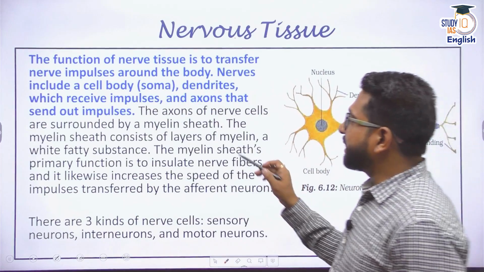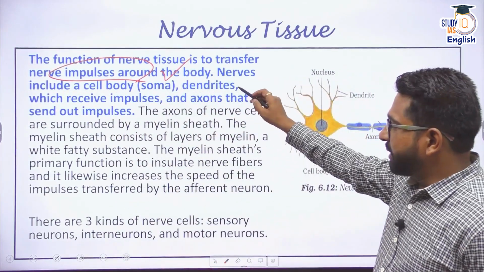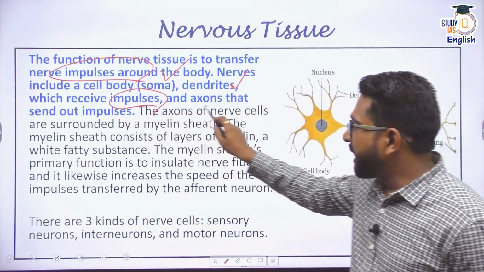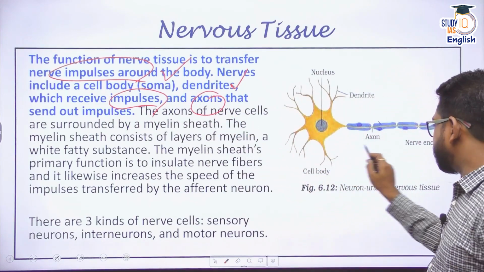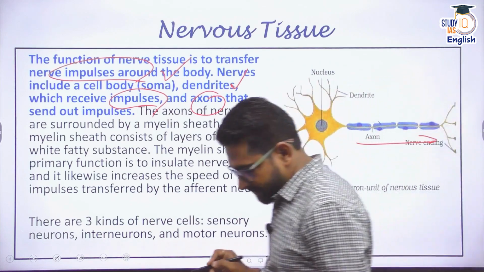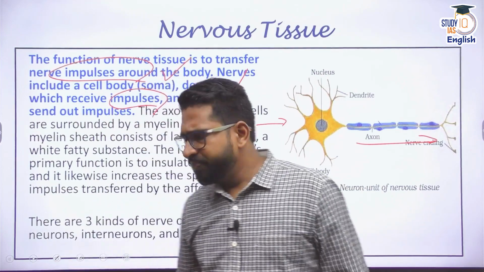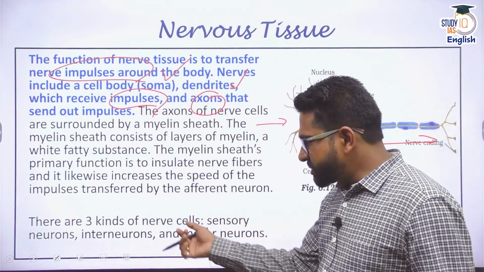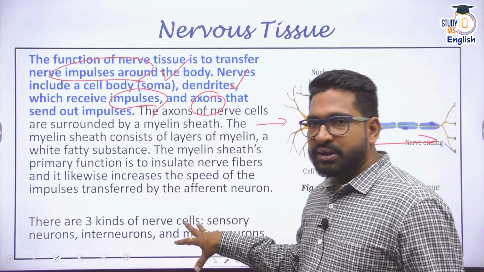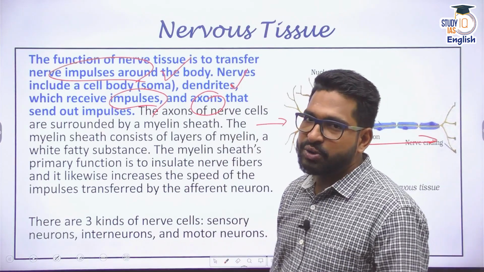As I told you, they relay or transfer the impulses from your body. Their structure: they move through dendrites. Dendrites basically receive the impulses, and axons send out impulses. These receive the signal, and axons send the signal out. There are different kinds of neurons found in our body. There are three kinds of neurons: sensory neurons, interneurons, and motor neurons, and they form nervous tissue. Sensory nervous tissue, interneuron tissue, and motor neuron tissue.